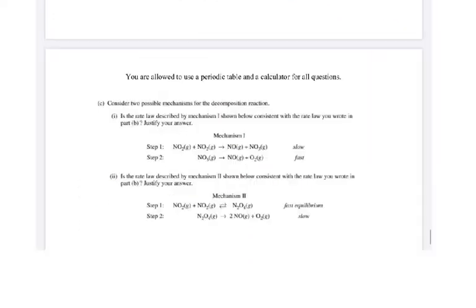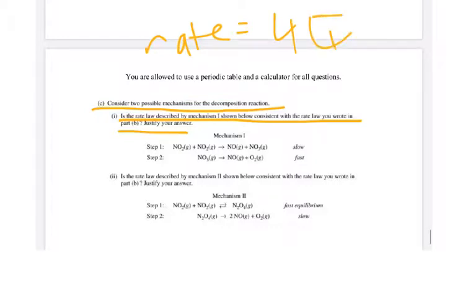Now, let's continue on. C. Consider two possible mechanisms for the decomposition reaction. Is the rate law described by mechanism 1 shown below consistent with the rate law you wrote in part B? So we wrote in part B, rate is equal to K times the concentration of NO2 squared. Now we have to see if it's consistent.